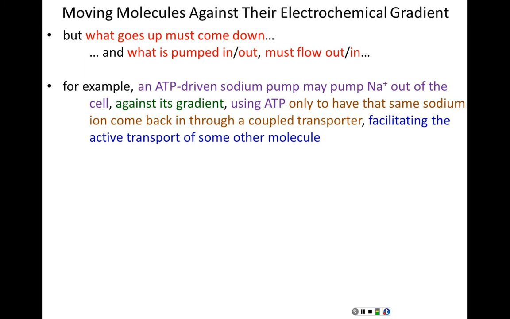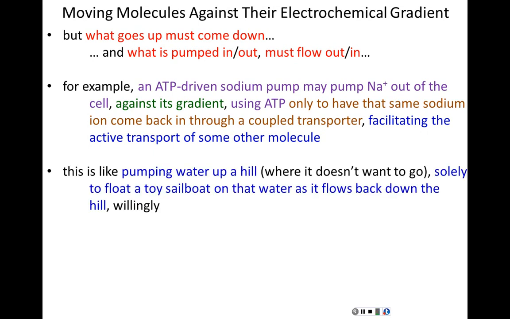Okay, do we get that? It's a pretty complicated system. We're putting energy in to pump sodium. We're using ATP to pump sodium out of the cell against its gradient. Then we turn right around and let that sodium back in through a separate channel, through a symporter or an antiporter. The reason we're letting it back in is that the movement of sodium back into the cell carries some other molecule with it, and it's the other molecule that we're actually moving on purpose, that we're actively transporting. I've come up with an analogy for this that I hope makes it a little bit more clear.